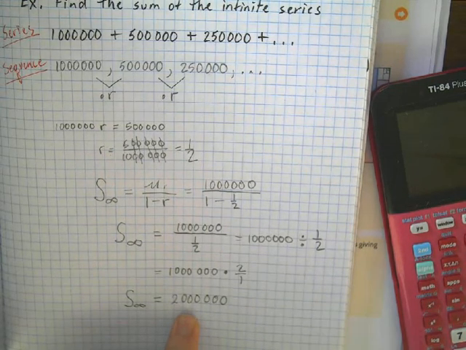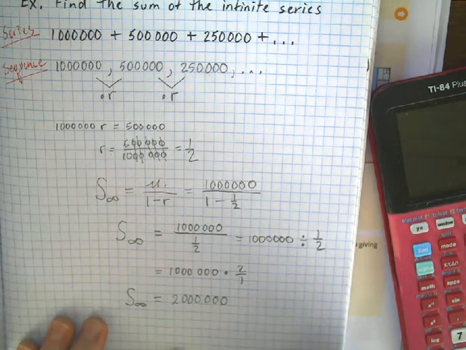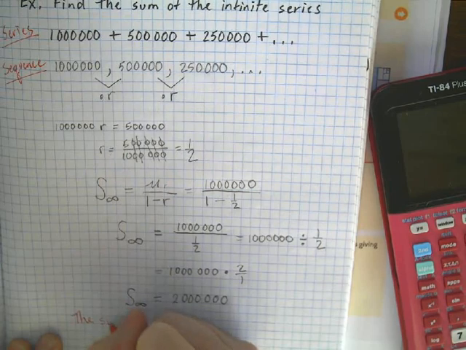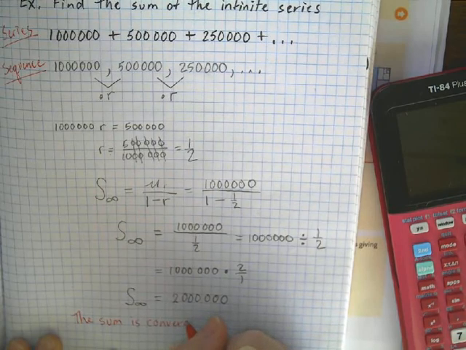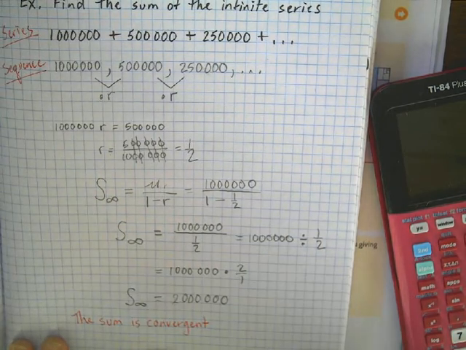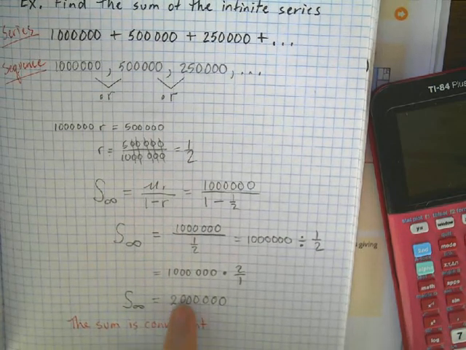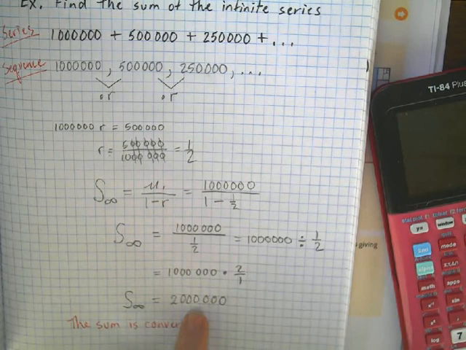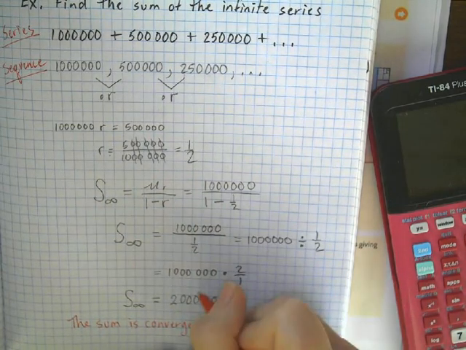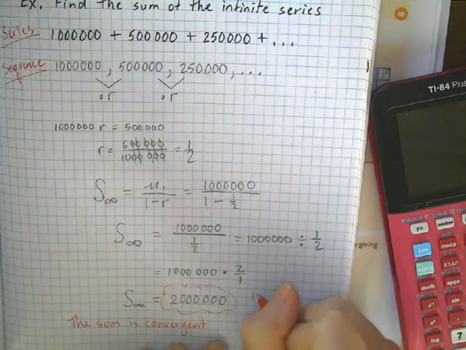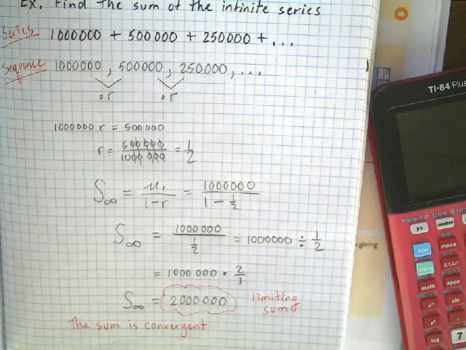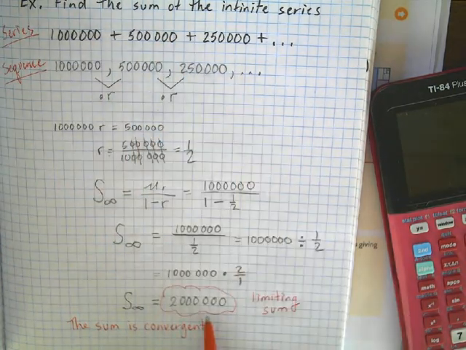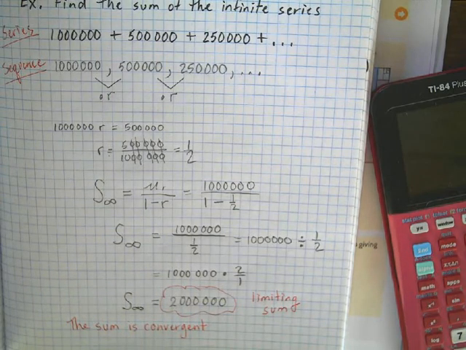So we say it converges, it's convergent. The sum is convergent. This is important for math space. You're going to see this in math space. The sum is convergent. It converges to 2 million, and this 2 million is called the limiting sum. It's the limit. If we continue this and keep adding, we'll never actually get there, but we'll get really, really close. That's called the limiting sum, and we say that this is convergent.